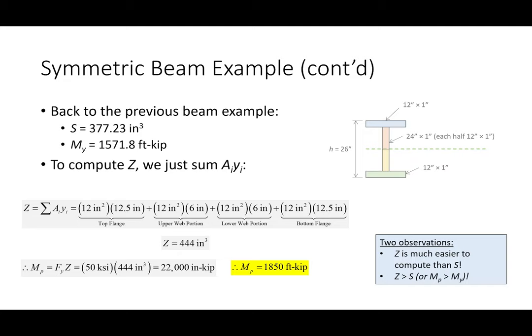It's a lot easier to compute Z. So my two observations are that Z is much easier to compute than S, and Z is always bigger than S, okay? So Mp is always bigger than My, okay? All right, with me so far? Don't worry, we're going to have an example on this here in a second. So far, so good?